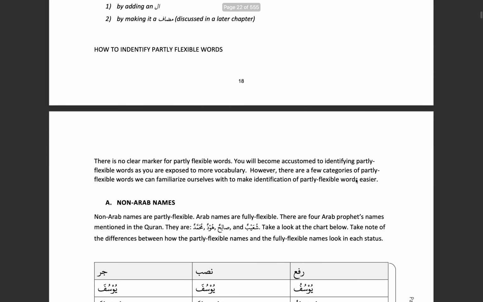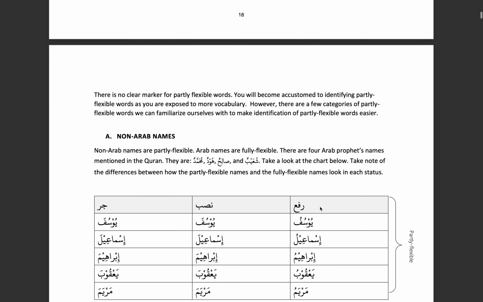Like what I understood from my notes, it's generally separated into, I would say, two broad categories. For example, there are names of people, and of course also names of places. Then for the names of people, we're talking about maybe Arab names or non-Arab names, and by default, Arab names are fully flexible. So which means the ones that are not flexible are actually non-Arab names.